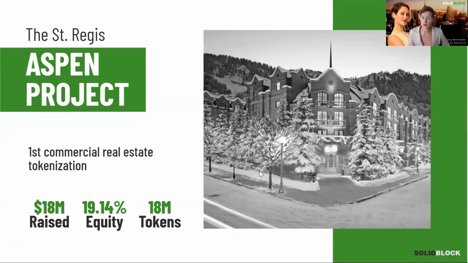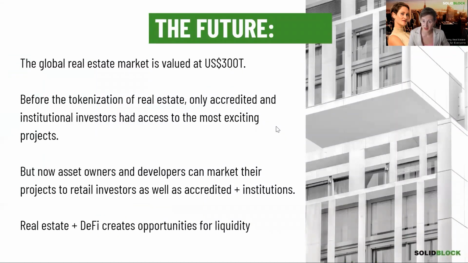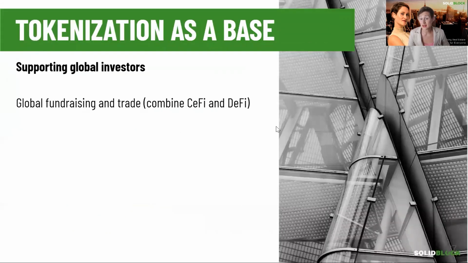So one of the good examples for this, of course, was the Aspen Coin project, the tokenization of the Aspen St. Regis ski resort, a world famous resort that raised $18 million using a Solidblock tech solution, and issuing 18 million tokens, which is now listed on the T0 platform and trading at a 20-30% premium, right? So basically, we're using tokenization as a base.